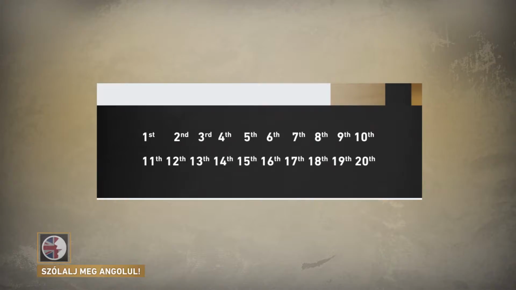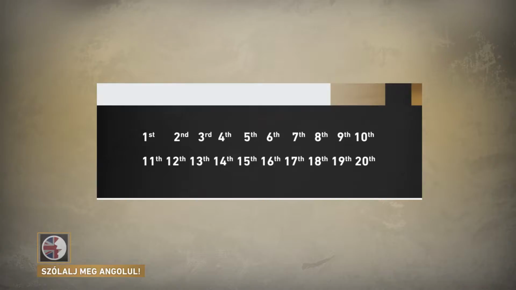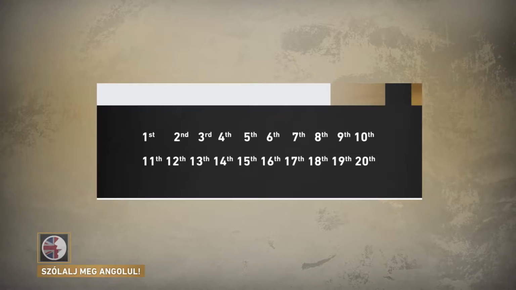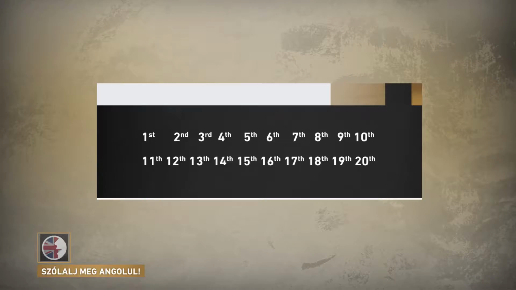Now, when we learned the numbers from 1 to 10, we also learned the ordinal version, the version we use in lists and in sports. First, second, third, fourth, fifth, sixth, seventh, eighth, ninth, 10th, 11th, 12th, 13th, 14th, 15th, 16th, 17th, 18th, 19th, and 20th. Okay, now we can see most of them end in TH.